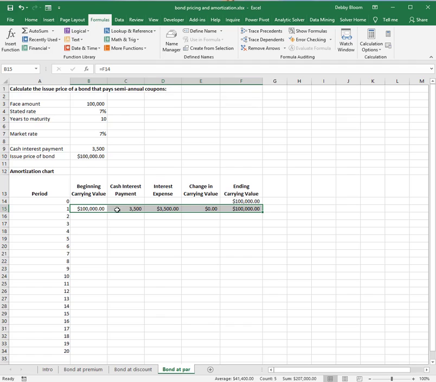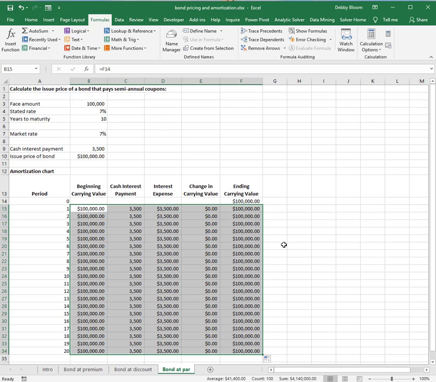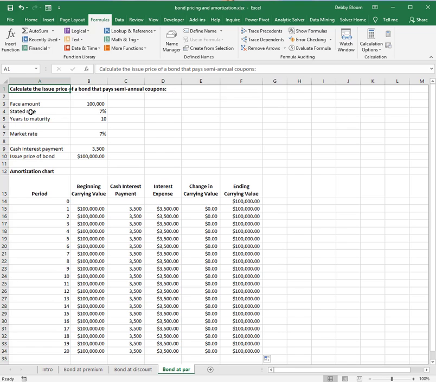So I'm going to select all of the formulas on row 15, B15 to F15, and double-click that fill handle. And you can see that my ending carrying value stays at $100,000. And I have now amortized the bond at a premium, the bond at a discount, and the bond at par.